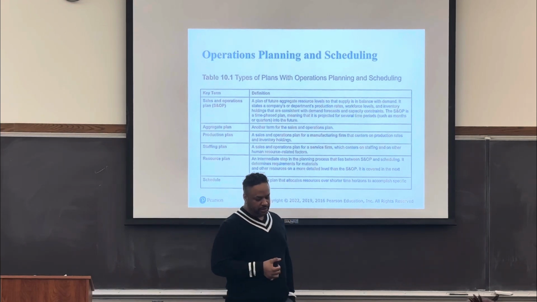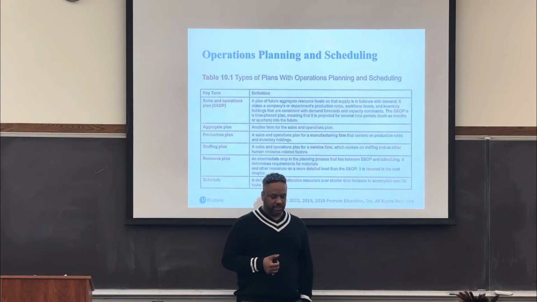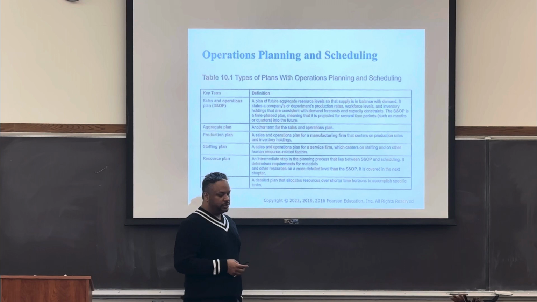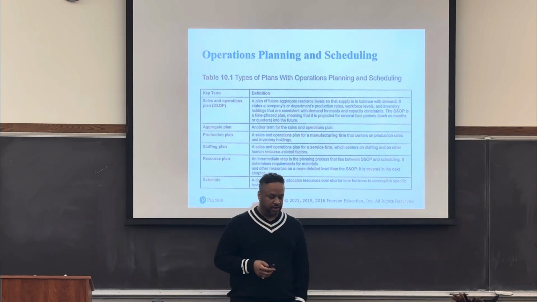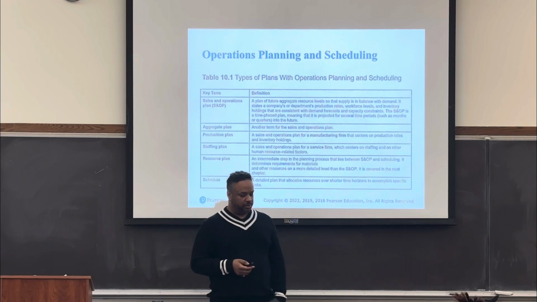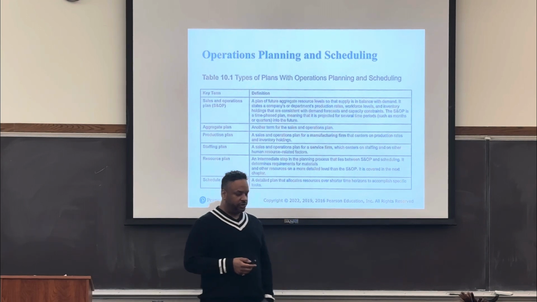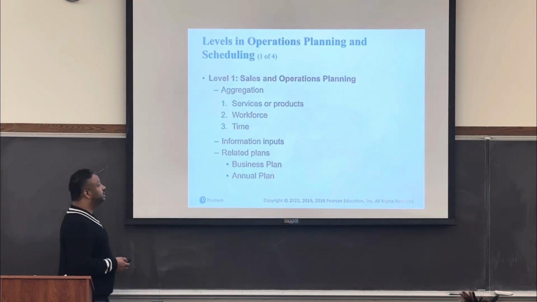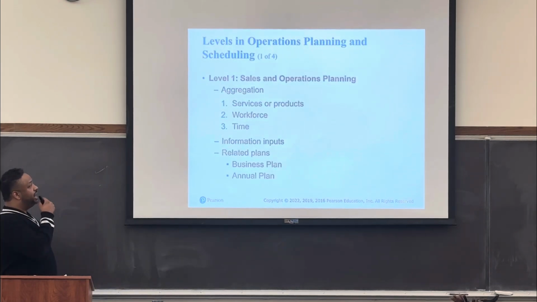Resource plan, intermediate step in the planning process that lies between selling and operations and scheduling, determines requirements for materials and other resource and more detailed level than sales and operations. And then schedule, detailed plan that allocates resource over shorter time horizons to accomplish specific tasks. All right, so we got in our aggregate plan.